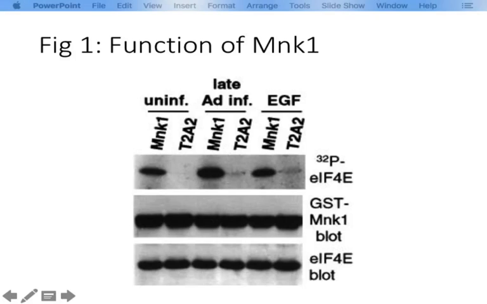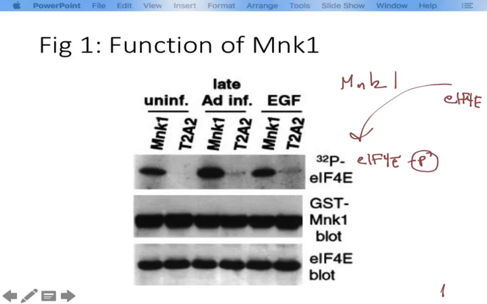To phosphorylate EIF4E. Okay, so it phosphorylates EIF4E. So in other words, if we have MINC1, EIF4E bound to the cap becomes phosphorylated. Where on the protein is EIF4E phosphorylated?